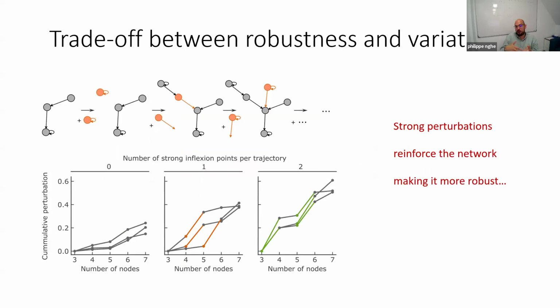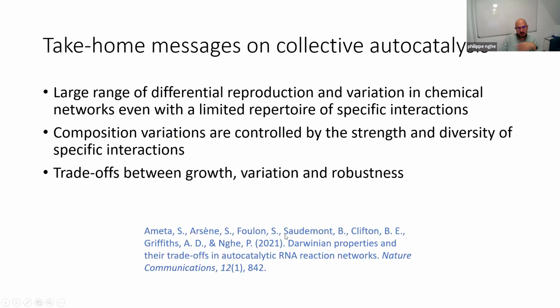So after a strong perturbation, you typically end up with a strong network, which is hard to perturb in turn. And that's what we see on our trajectories. If we look at the cumulative perturbation, big perturbations are generally followed by plateaus. So evolution is a bit like this punctuated equilibrium theory of evolution. On this part, the take-home messages are that you have a large range of possibilities of differential reproduction and variation in autocatalytic network, even with a very limited repertoire of specific interactions.